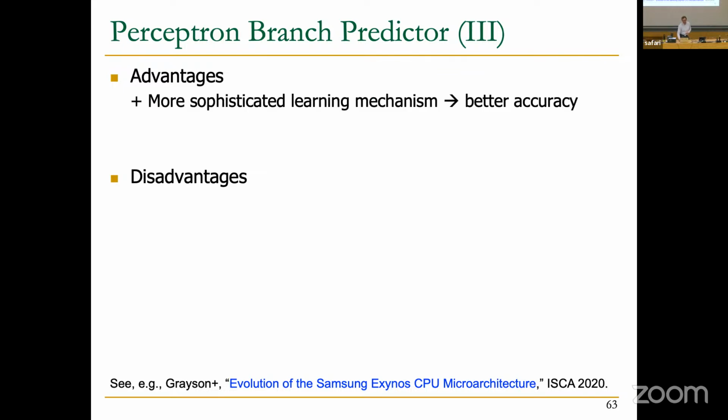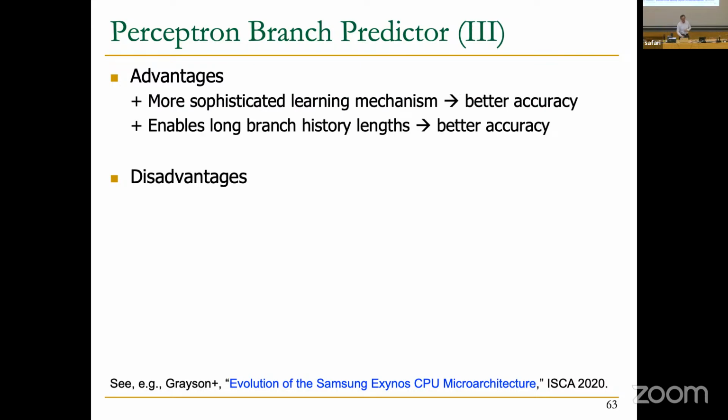Okay, let's talk about the advantages. You have a more sophisticated learning mechanism, so you get better accuracy. It enables long branch history lengths, actually. This is better accuracy also, because now you don't use the global history register to index into a huge table. You use the program counter to get a global history, and your global history can be very long in this particular case. This advantage will be there in the Tage predictor that we will see also.